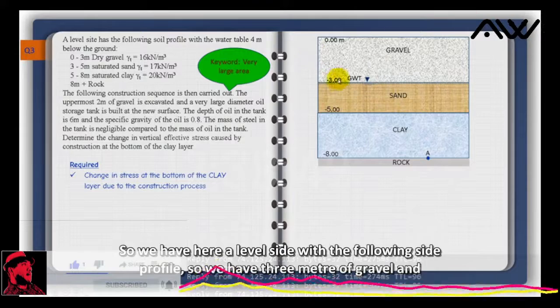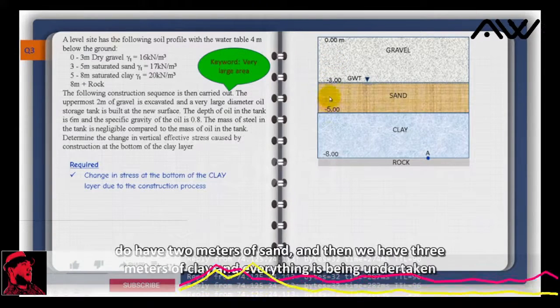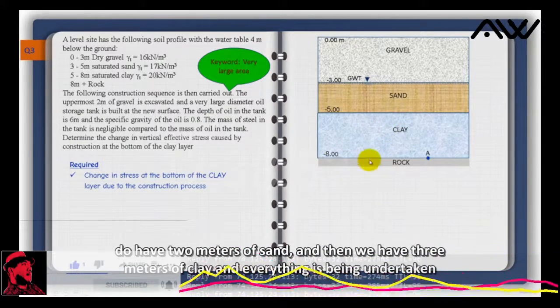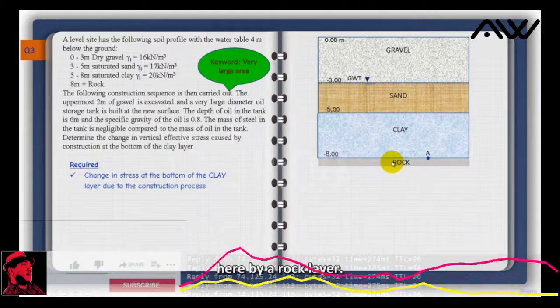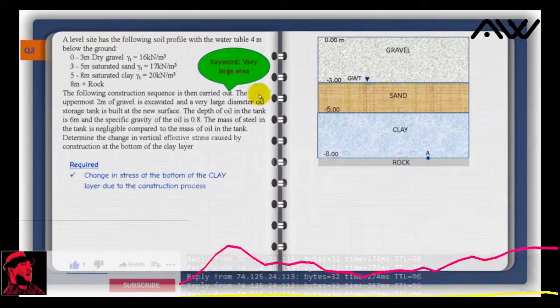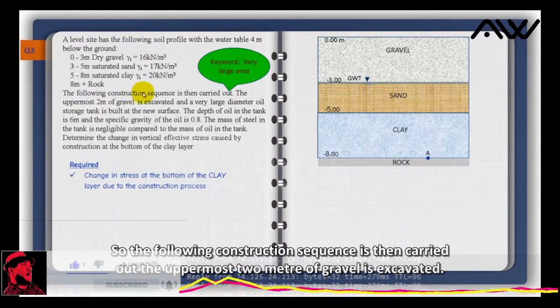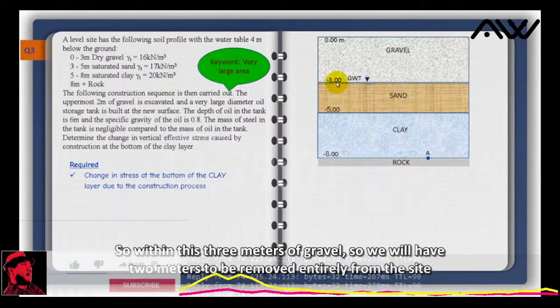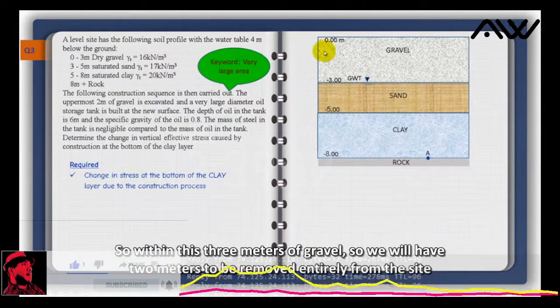We have 3 meters of gravel, 2 meters of sand, and then 3 meters of clay, and everything is underlain by a rock layer. The following construction sequence is then carried out. The uppermost 2 meters of gravel is excavated. So within this 3 meters of gravel, we will have 2 meters to be removed entirely from the site.